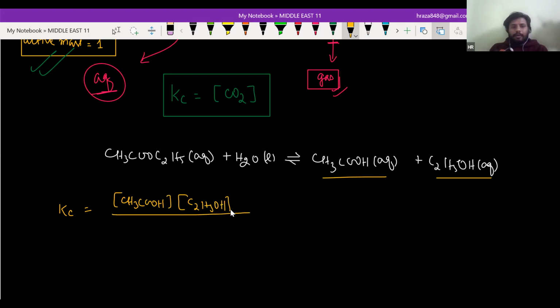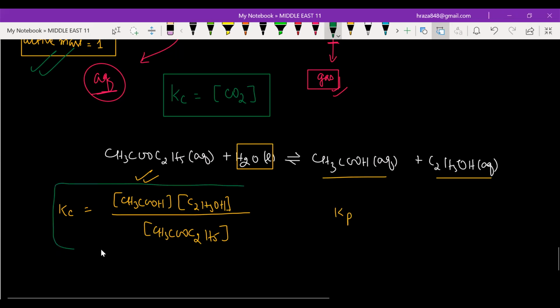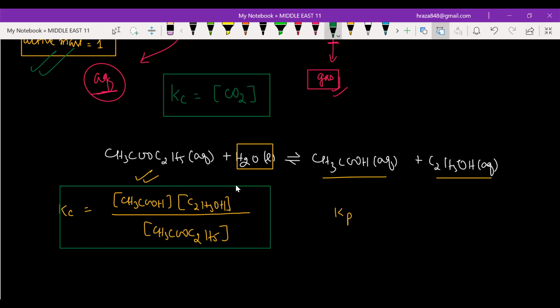upon, in the left hand side, this is reactant and this is liquid, so you are going to leave it. And now this is aqueous, so I'm going to write CH3COOC2H5. Okay. Now coming to Kp, is this clear for Kc? Yes, sir. Okay, now going for Kp.